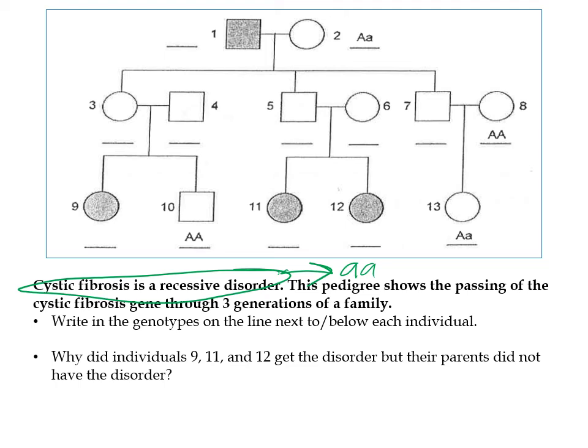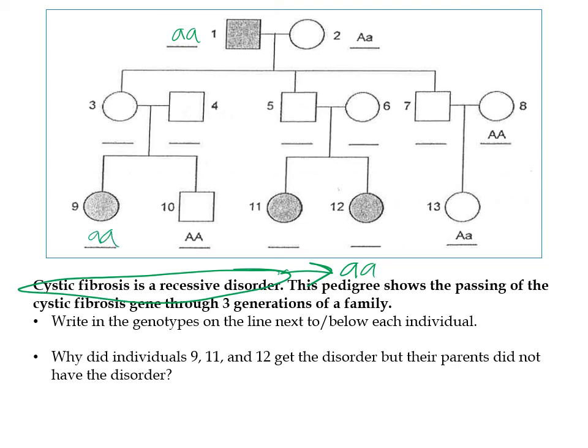That means write their letters in. So I'm going to start right at the top with person 1, and I know since they are colored in, they must be little a, because they are affected. That's the only way they're getting this recessive trait, is if they have 2 copies of the little recessive trait. Same thing with the female at the bottom here. She's also going to be little a.